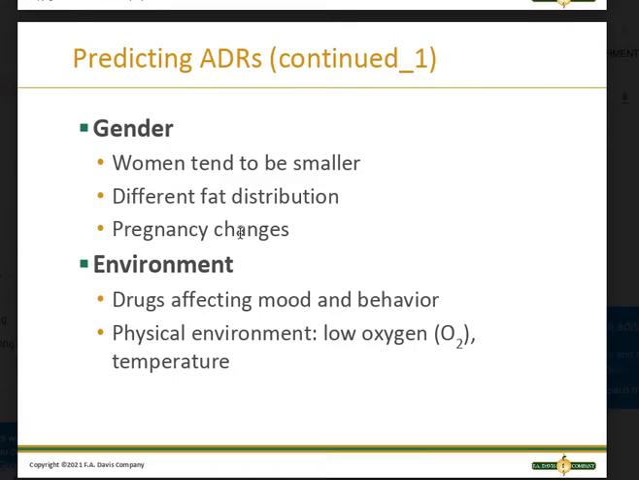Pregnancy changes. You'll see a lot of medications, like Synthroid, thyroid hormone, where if a woman becomes pregnant, you might as well just go ahead and add 50% to the dose, because you're having so many physiologic changes, a bigger area of distribution, that kind of stuff, that that's what it's going to take to keep her within normal limits.